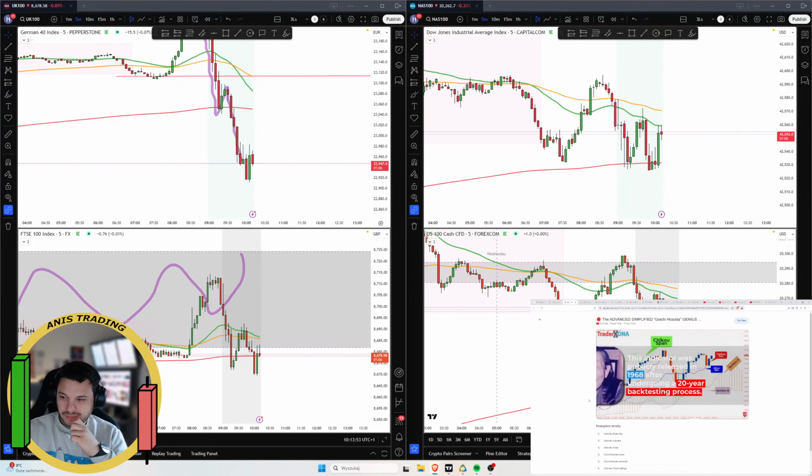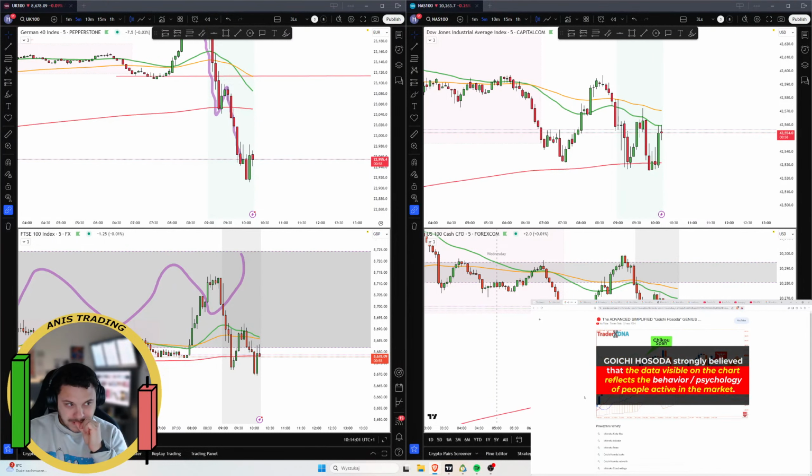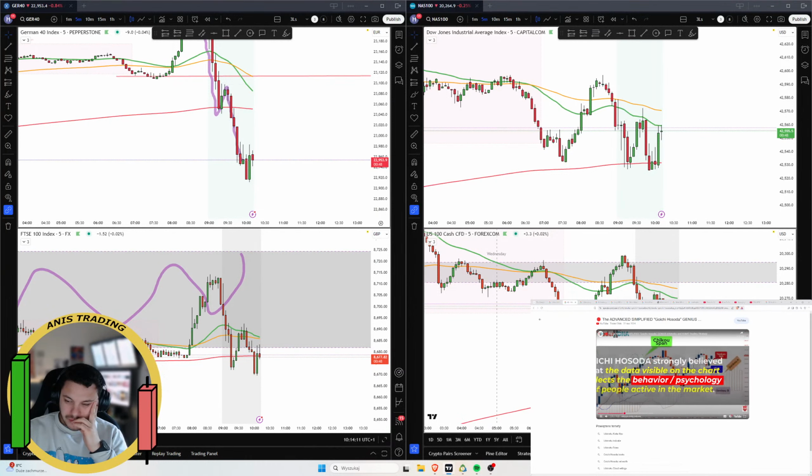Ichimoku Kinko Hyo translates to equilibrium chart that can be analyzed at a glance. Goichi Hisada strongly believed that the data visible on the chart reflects the behavior or psychology of people active in the market. By utilizing the analysis of the 5 lines within the Ichimoku Kinko Hyo indicator, a trader is expected to perceive market equilibrium.